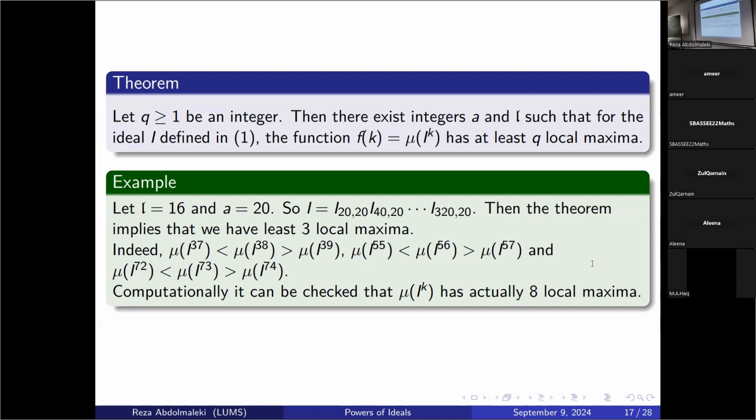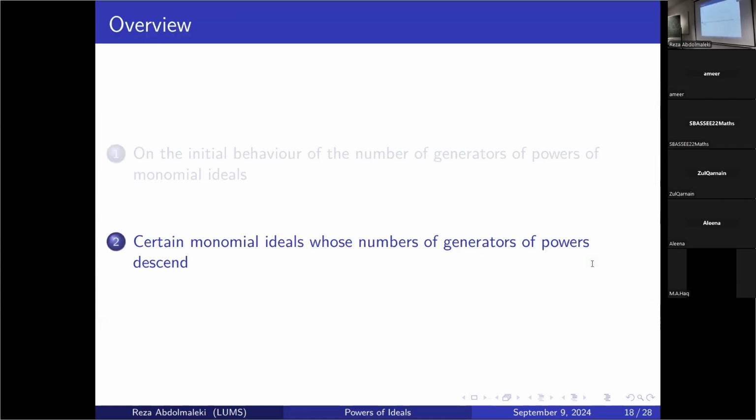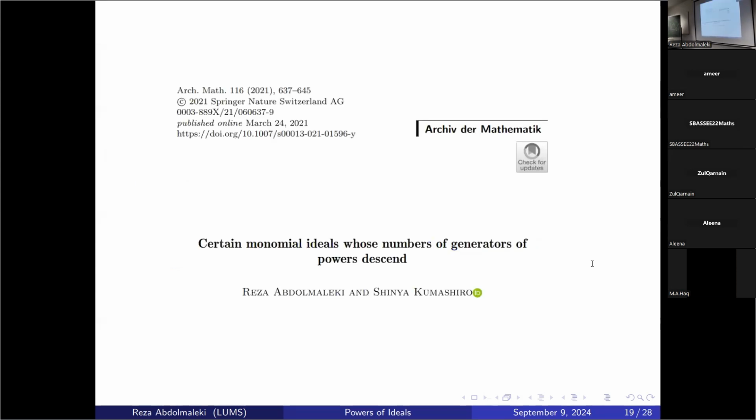Okay, I'm done with this part. And the next part is some ideals for which the function of k, which is mu of I^k, is strictly increasing up to any arbitrary power k, right? And this is based on my joint work with Shinya Kamashiro, and it is published in the article.